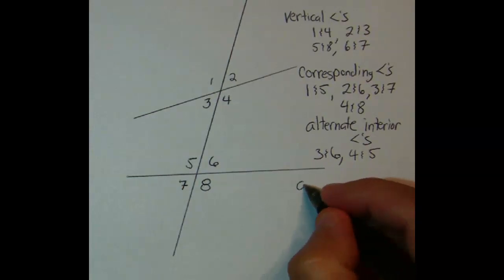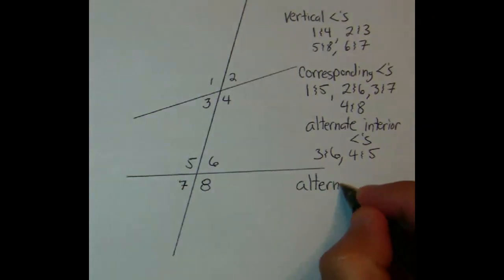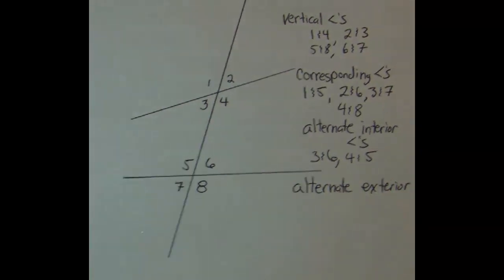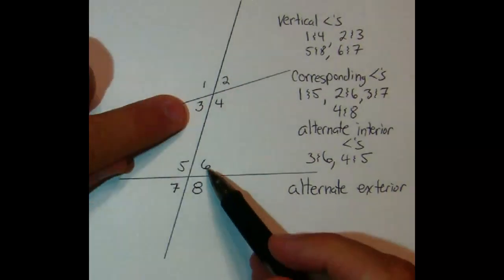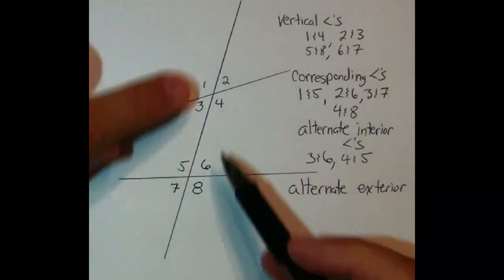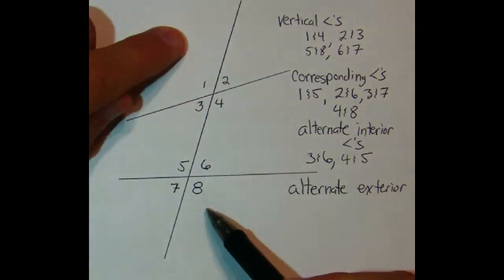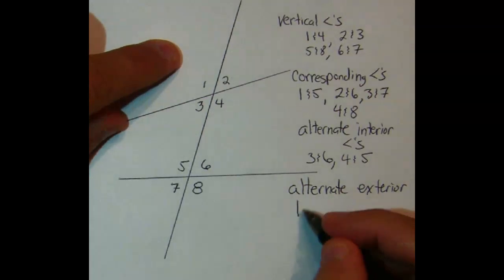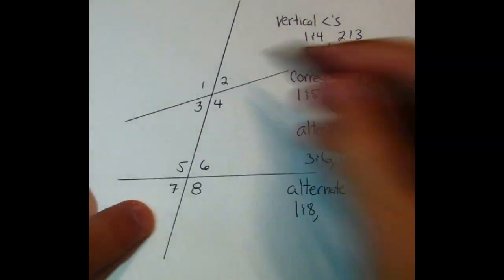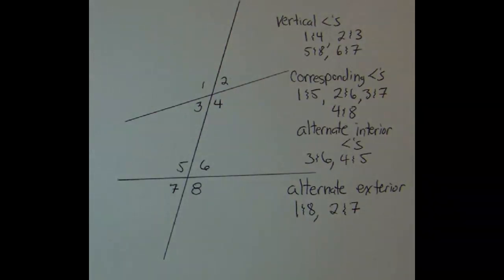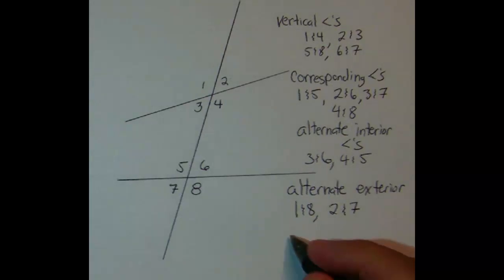Our fourth one is alternate exterior. Well, kind of makes sense that if these two are alternating on the inside, then these two would be alternating on the outside. So 1 and 8, 2 and 7. And there you go.